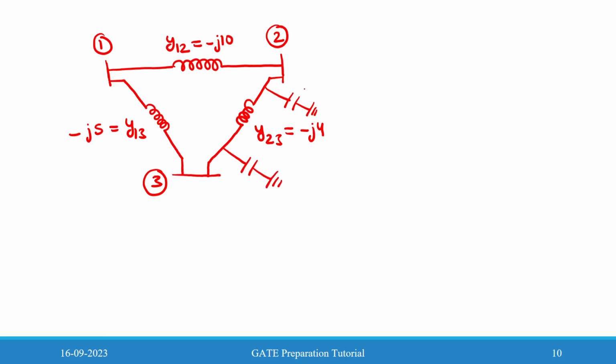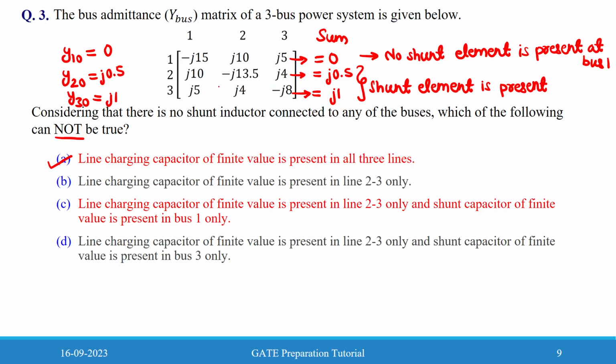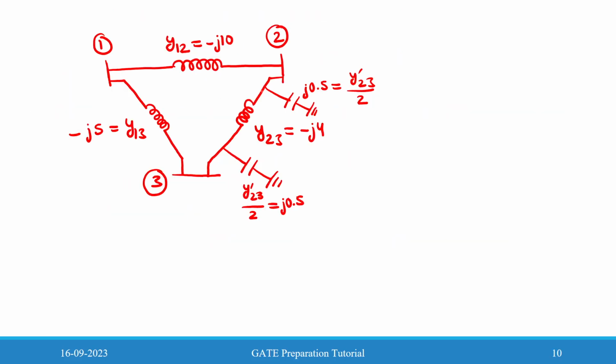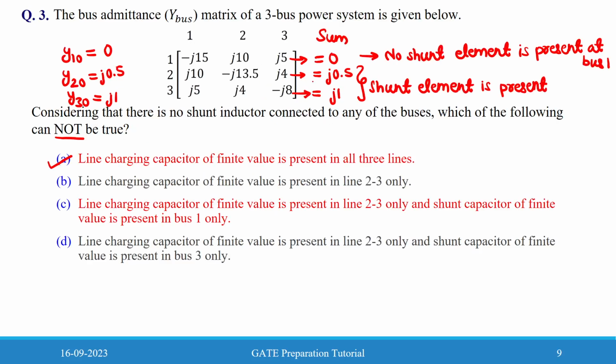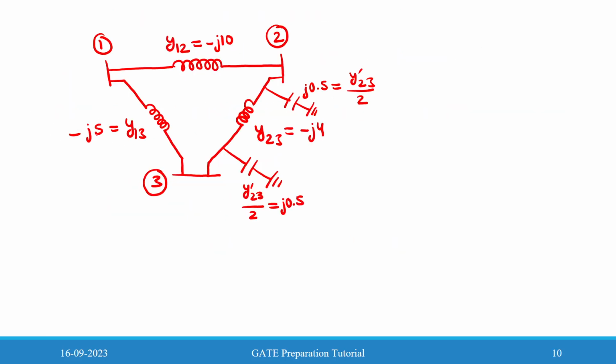So this value is j0.5, and you can name it as y23 dash divided by 2, and this one is also y23 dash divided by 2, j0.5. So now this y22 will come as minus j10 plus minus j4 and plus j0.5, it will be minus j13.5. And now for y33, it is minus j8. So minus j9 plus one shunt element more will connect here, so this will be j0.5.